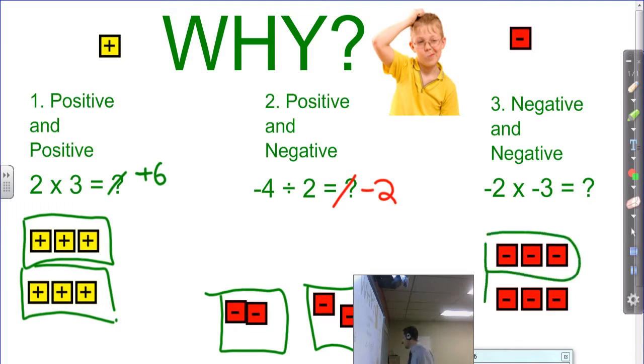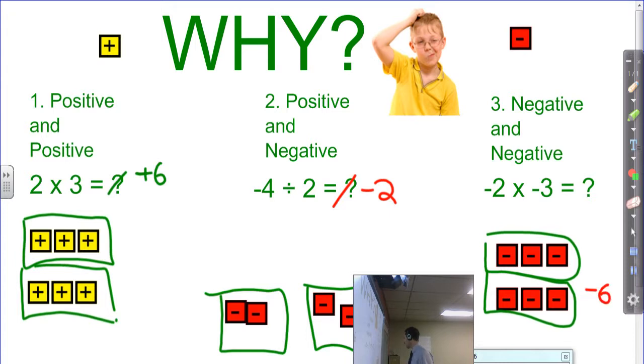We have 1 group and 2 groups of negative 3. We have 1, 2, 3, 4, 5, 6 negatives. We have negative 6. But this question is asking, what if you have the opposite of 2 groups of negative 3? What if you have the opposite of this, which is negative 6?